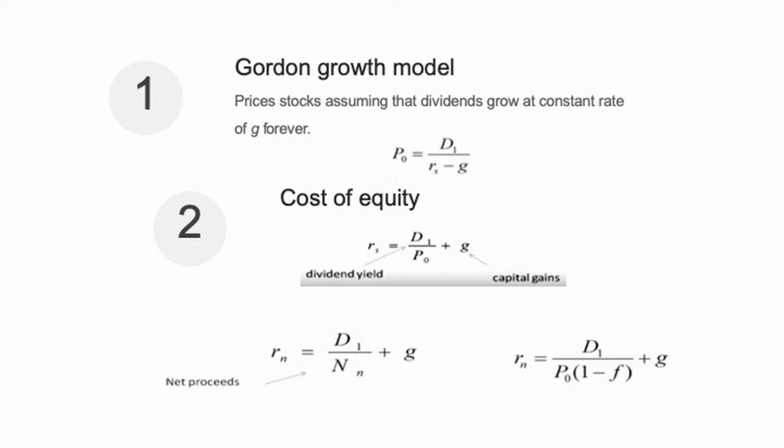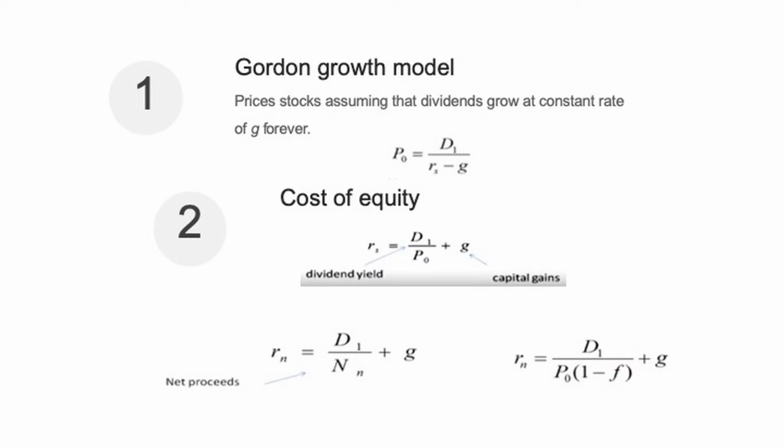One model we use to find the cost of equity is the Gordon growth model. This is a model that prices stocks based on the assumption that dividends will grow at a constant rate of g forever. It turns out that the price today is the dividend one period in the future divided by the cost of equity minus the growth rate of dividends. If we rearrange the terms, we can solve for the cost of equity. It's going to be D1 over P0, which is the dividend yield, plus g, which turns out to be the capital gain.